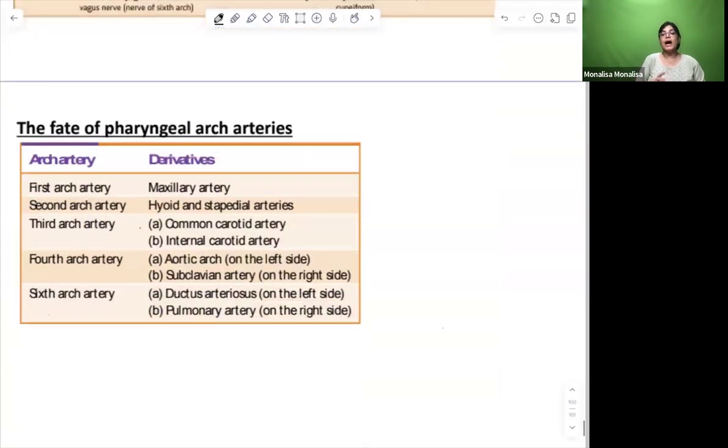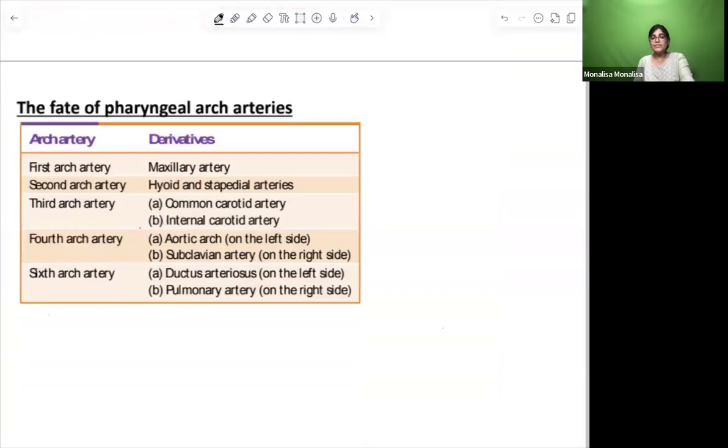Similarly comes the pharyngeal arch artery. Pharyngeal arch artery derivatives are also asked. I just want to tell you about the pharyngeal arch arteries. How are you going to memorize this? Now I have memorized it like this. First arch artery, mandible, maxillary. Second is hyoid and stapedial. Third is common carotid, internal carotid. Fourth is aortic arch and the subclavian artery. And sixth is ductus arteriosus and pulmonary artery. So you will go from above to down.